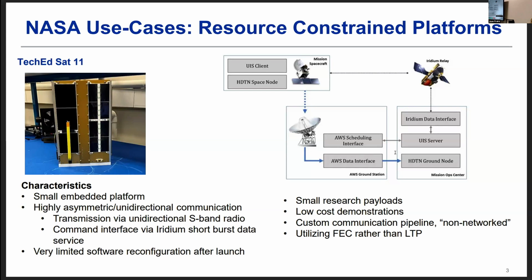And there's a very non-networked architecture, whereas with Illuminate, we had an extensive ground network and we had the onboard network. It was almost like working in your terrestrial network, with Ethernet, whereas this is a very specific protocol stack. So for this case, we are actually not using LTP. We're using forward error correction. The COM pipeline has Reed-Solomon, but we also have an FEC bundled protocol application that we're going to be testing.